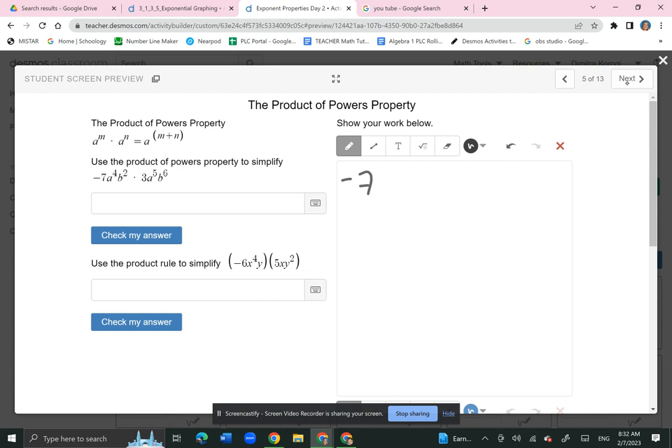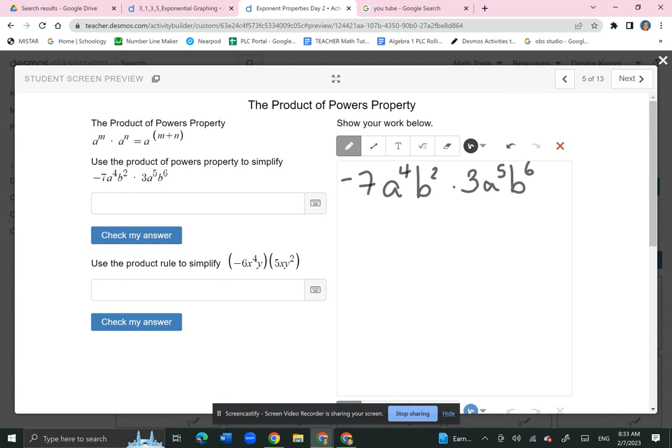So I have negative 7 times a raised to the power of 4 times b raised to the power of 2 times 3 times a raised to the power of 5 times b raised to the power of 6. Now, what's cool about multiplication is that I can move things around, like all in the numerator, or all in the denominator, and I'm still going to get the same answer. It's the commutative property of multiplication.